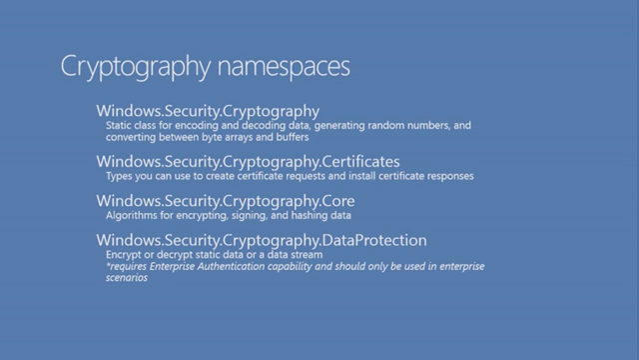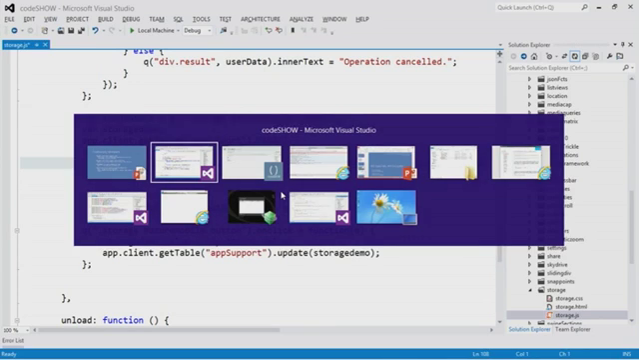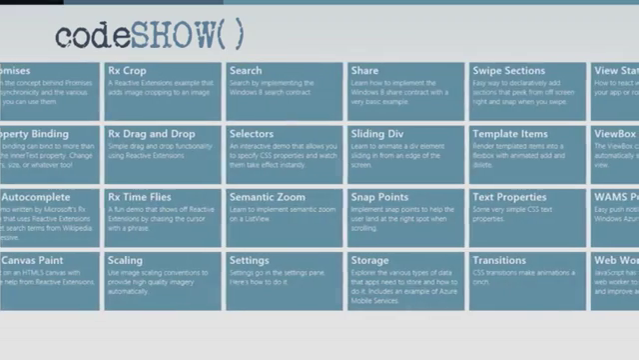Okay? In cryptography, it's a very simple namespace. You basically just have one class called CryptographicBuffer that allows you to encode and decode data, and it also allows you to generate random numbers and convert between byte arrays and buffers. So I've got some demonstration of that in CodeShow. Let's go look at that in the UI.